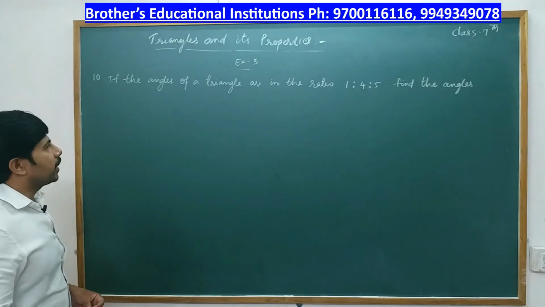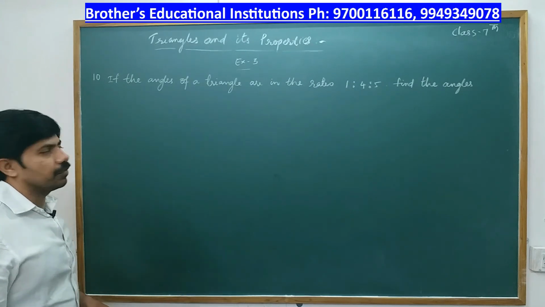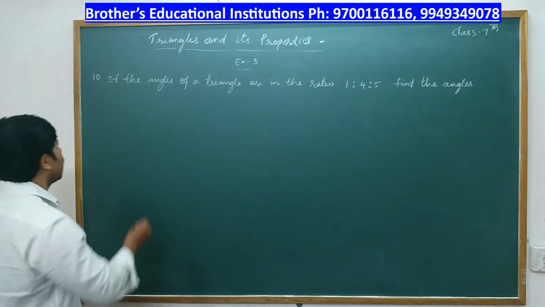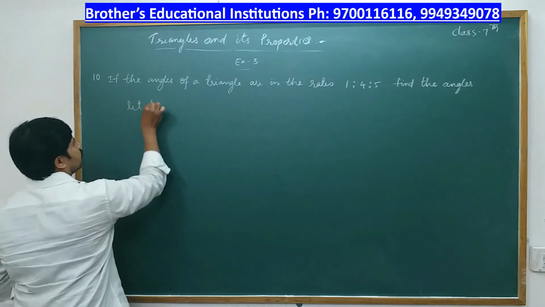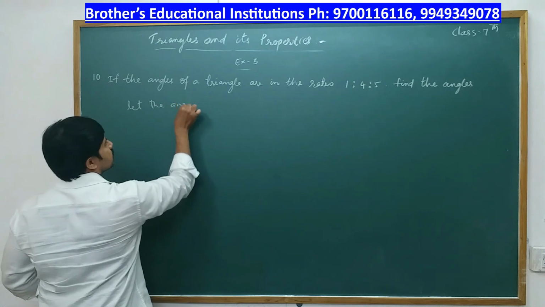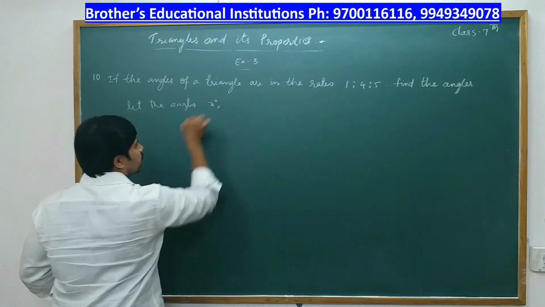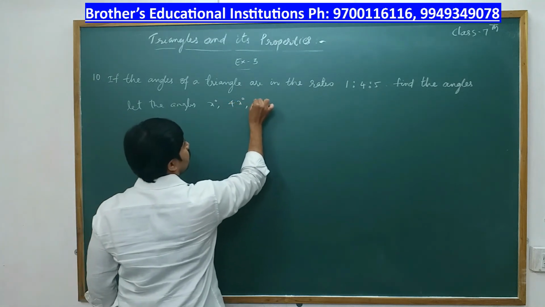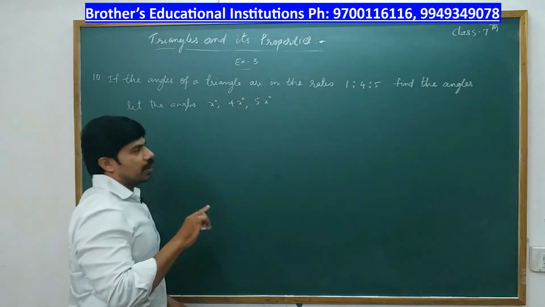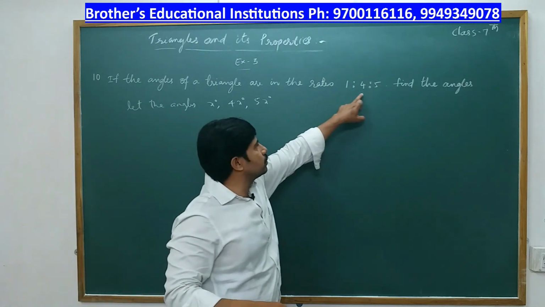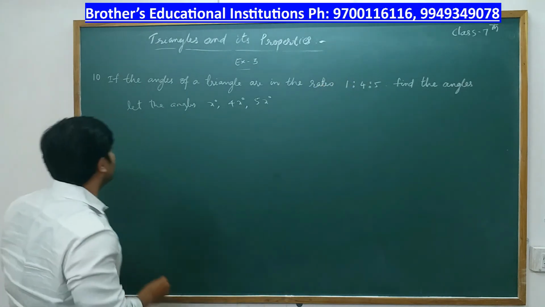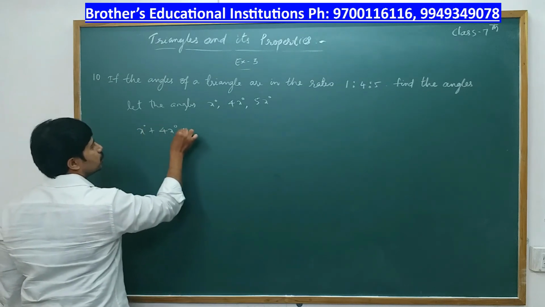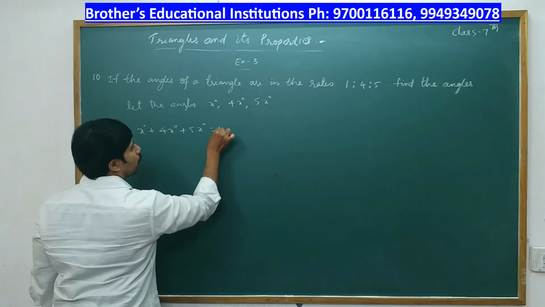If the angles of a triangle are in the ratio 1:4:5, find the angles. So here the ratio of angles is given. So we assume the angles in terms of x. Let the angles be x degrees, 4x degrees and 5x degrees. 1:4:5 is the ratio. So 1x, 4x, 5x. After assuming, what I do is, the sum of the angles in a triangle is 180 degrees. We apply angle sum property.